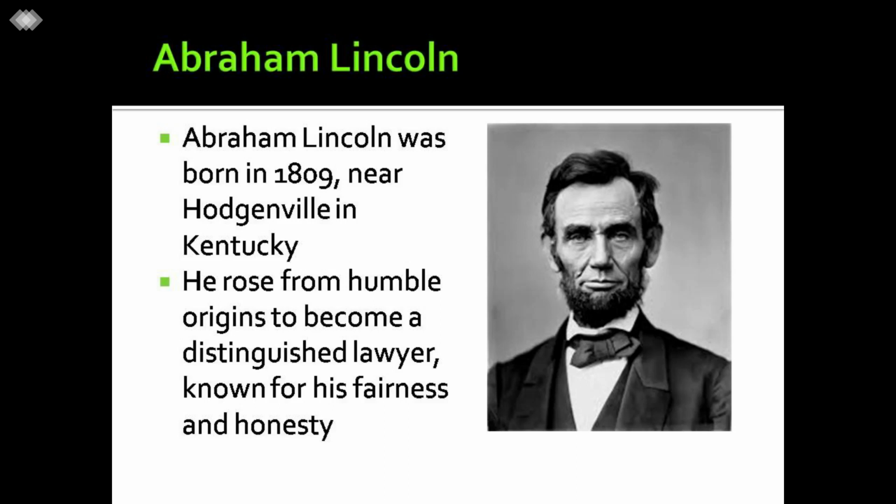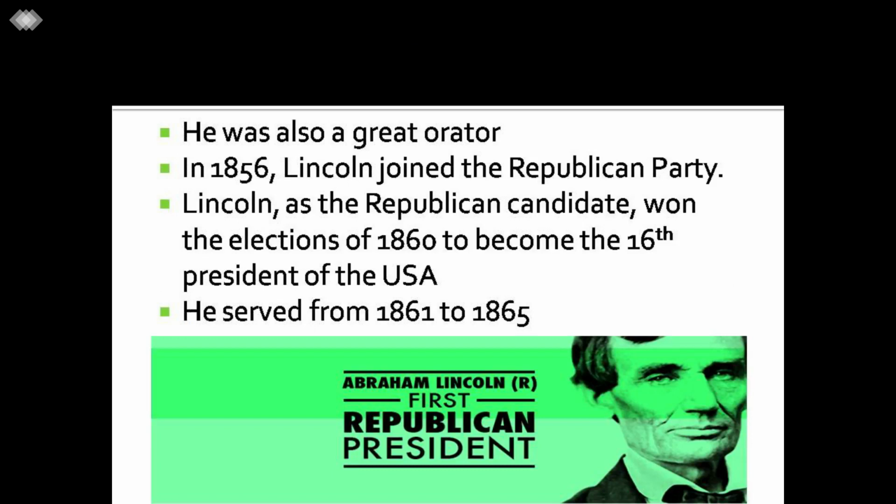Abraham Lincoln was born in 1809 near Hodgenville in Kentucky. He rose from humble origins to become a distinguished lawyer known for his fairness and honesty. He was also a great orator. In 1856, Lincoln joined the Republican Party. This party favored rapid industrialization. It also opposed the extension of slavery into the newly settled Western territories, which would soon become new states.